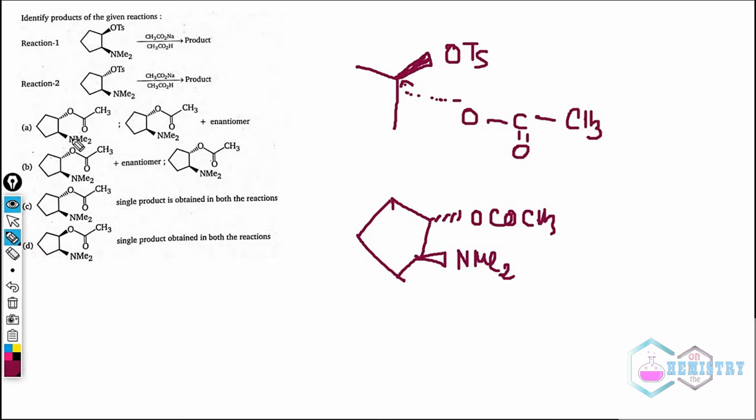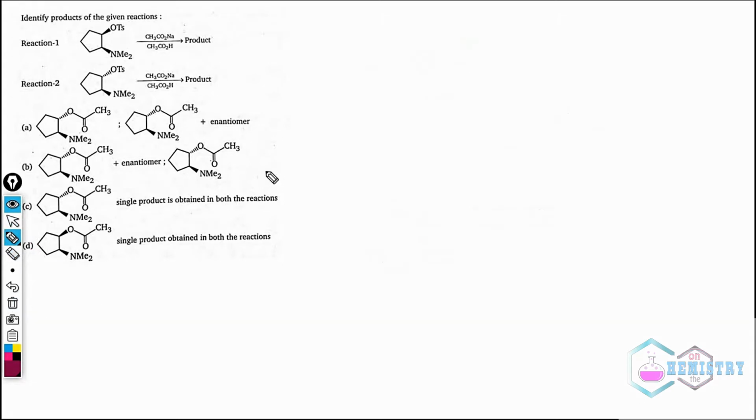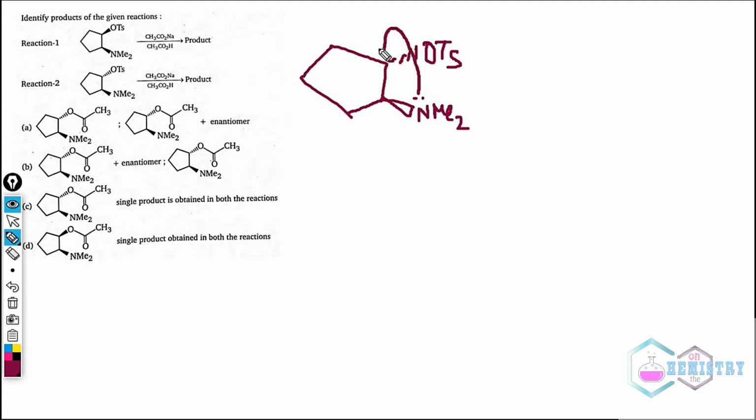Now this product is common in all the cases except D. So D will not be the answer. The rest could be the answer, but we have to find out more. Now in the second reactant, the NMe2 group and the OTs group are anti to each other. Hence what will happen? This NMe2 group will act as a neighboring group participation, that is, it will attack from above the plane to displace the OTs group and will form a compound like this.